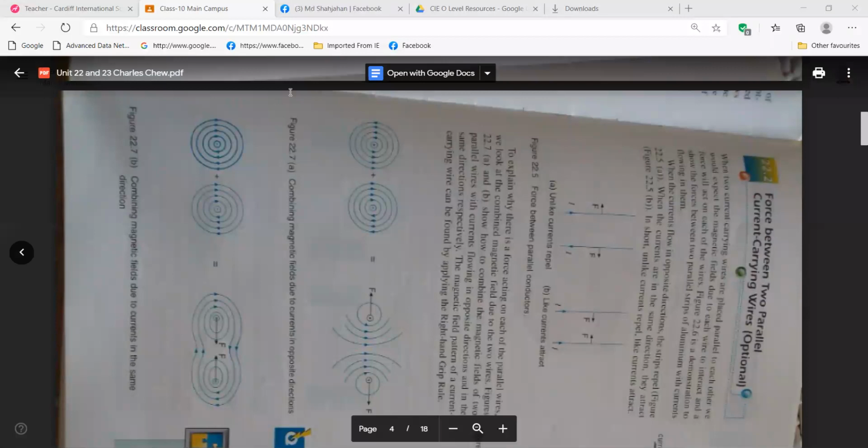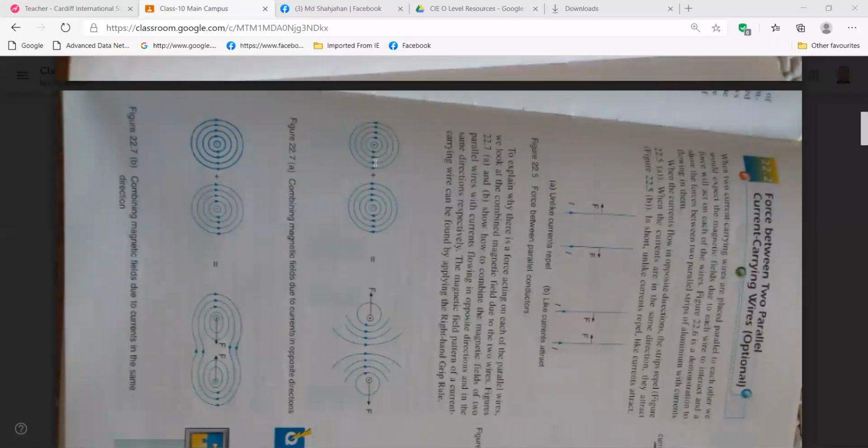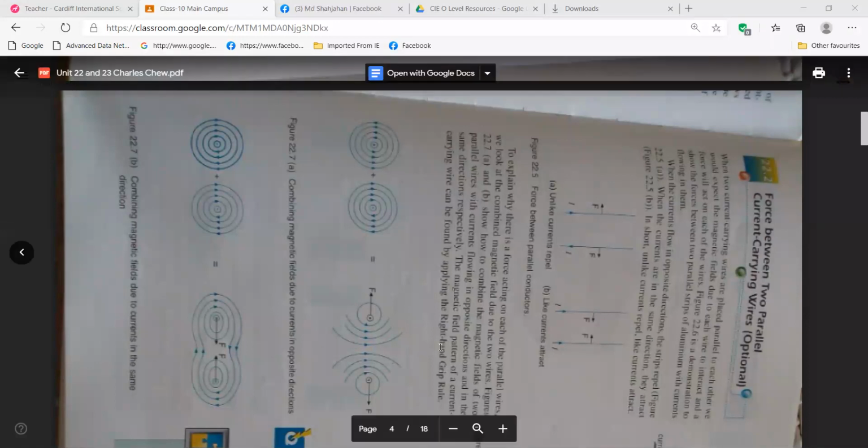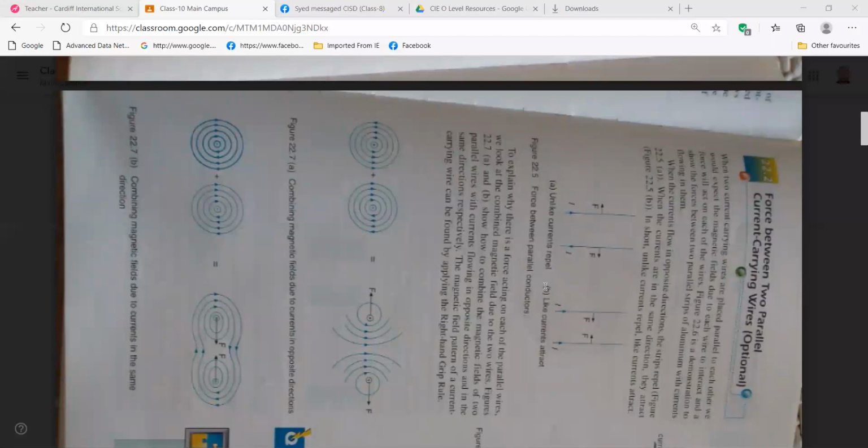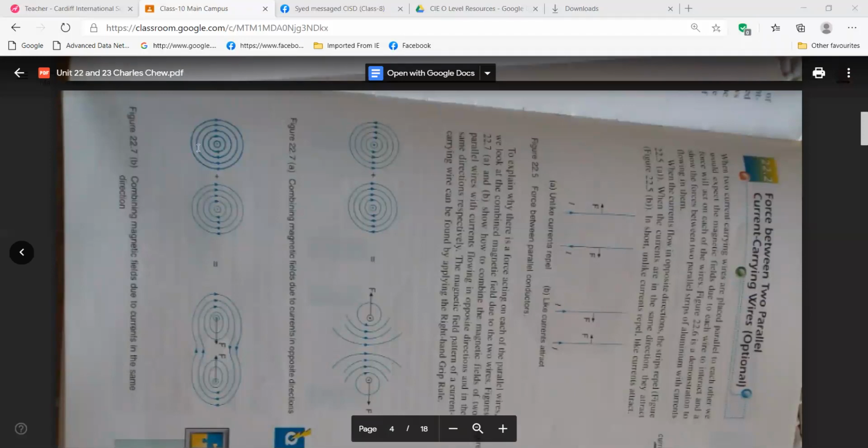So this one is showing you north, and this one is also showing you north. That's why there is repulsion. Now we have figure B, figure 22.5. In this figure B, the current is going upwards for both. If current is going upwards for both, we are showing it more clearly here in 22.7B. Look, one is clockwise, another one is showing anti-clockwise.